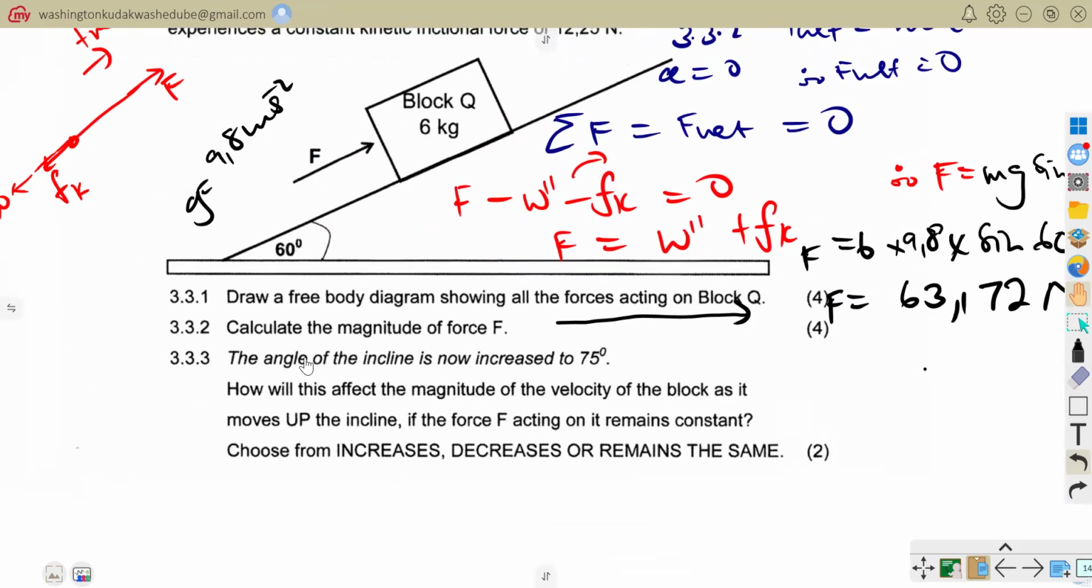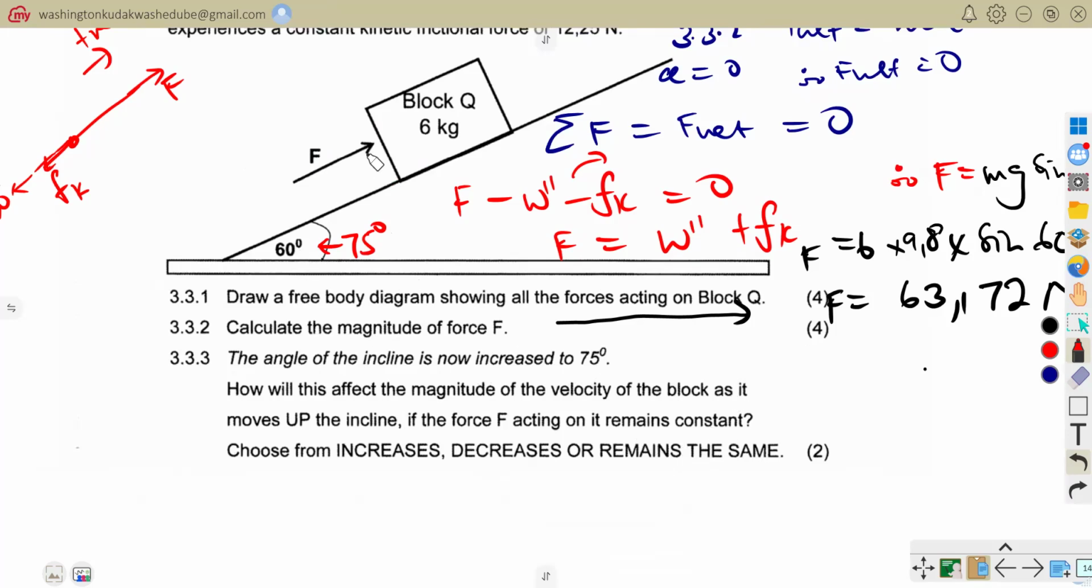Now they are saying the angle of the incline is now increased to 75 degrees. This is the angle that they are talking about. Let's say we increase this angle to 75 degrees. That is what we now want to know. What happens here? I'm sure that is what they want to know. Now, the angle of the incline is now increased to 75 degrees. How will this affect the magnitude of the velocity of the block as it moves up the incline if the force F acting on it remains constant?